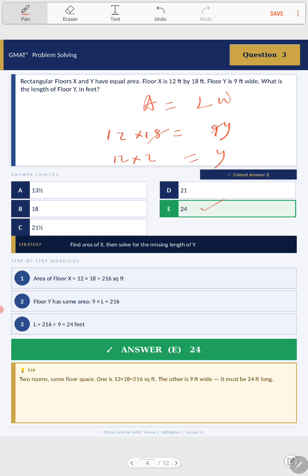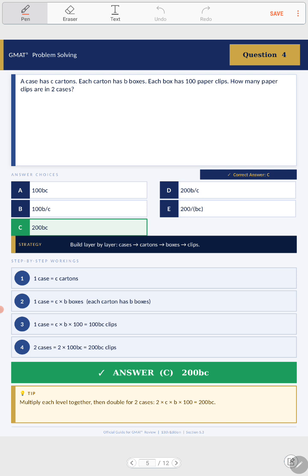Remember, the solution is also here. I'm just adding to the solutions. So here, one case is C times B. Then one case is C times B, and one bus is times 100. So we are going to have 100 BC, but 2 of them is 200 BC. As many as 3 buses, that would be 300 BC.